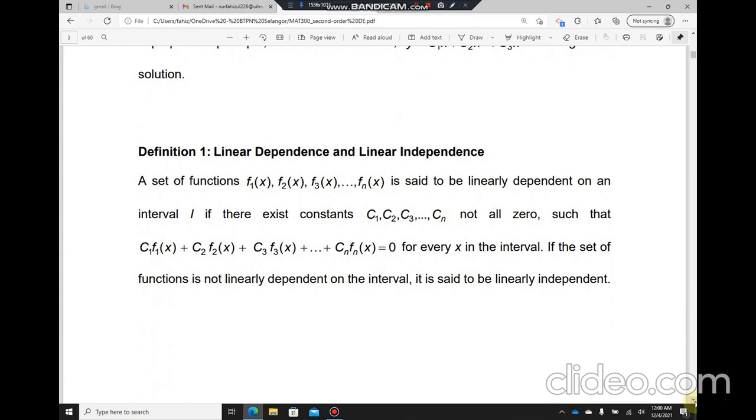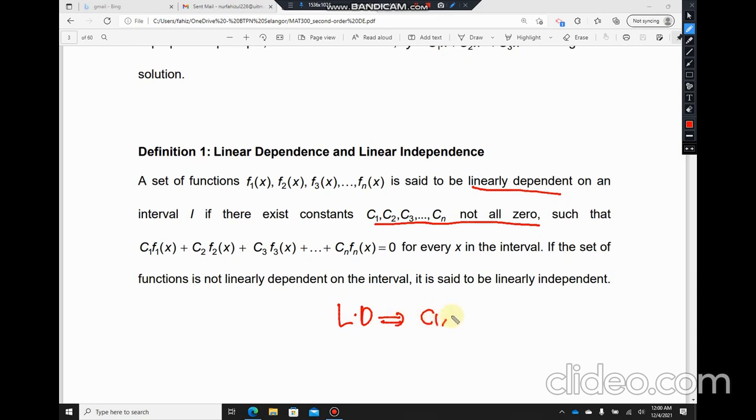So dia ada konsep kat sini, linear dependent dengan linear independent. Okay, apa beza linear dependent dengan linear independent? Okay, so kalau awak tengok kat sini, linearly dependent, kalau C1, C2, C3, Cn not all 0. So maksudnya kat sini kalau linearly dependent, C1, C2, C3, Cn not equals to 0. So kalau selain daripada tu, maksudnya linearly independent, C1, C2, C3, Cn is equals to 0. Okay, so ini beza linear independent and dependent.